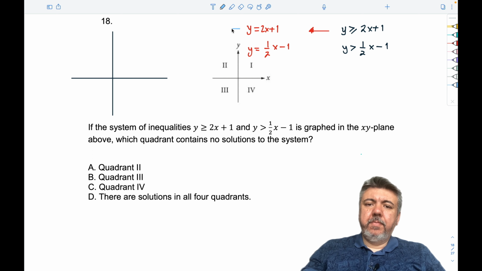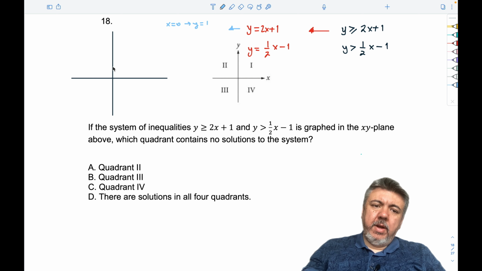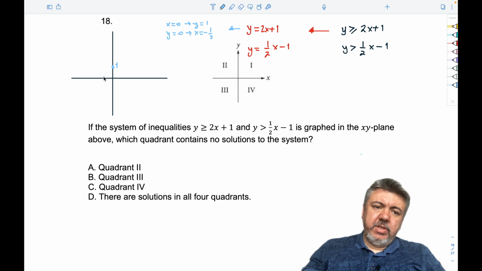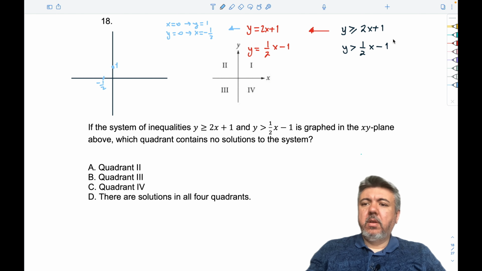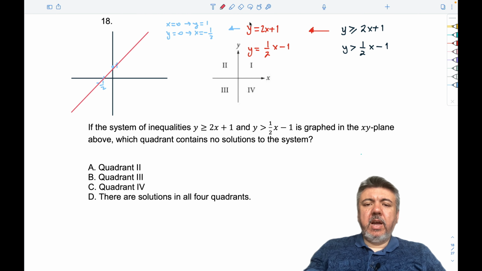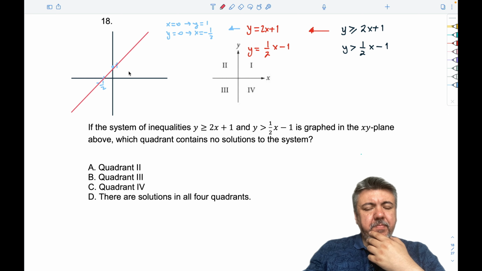So let's sketch them. How so? First of all, this one. When x is 0, y is 1. x0, y1 is here. When y is 0, x is negative 1/2, which is here. So the line that passes through these two can be sketched as this one. So this line, 2x plus 1, is here.